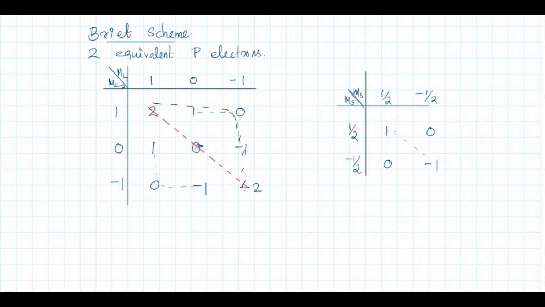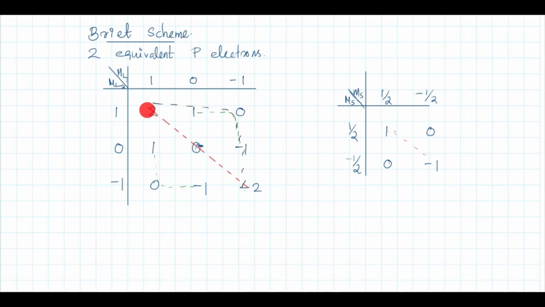You write the ml values of the first electron in a horizontal manner and the second electron in a vertical manner in the same order. Since you have two p electrons, the first electron is a p electron, so you write the ml values 1, 0, minus 1 horizontally. For the second electron, you write it in the same order but vertically, 1, 0, minus 1.